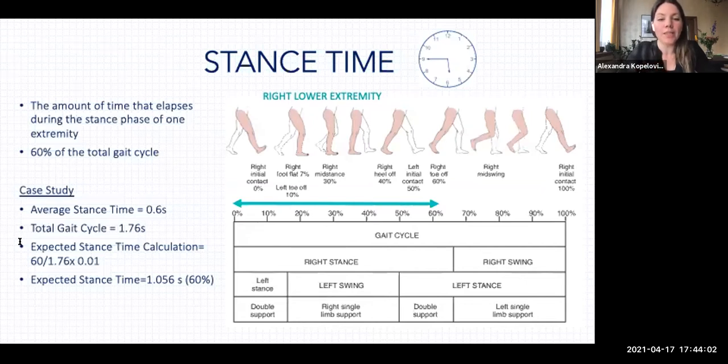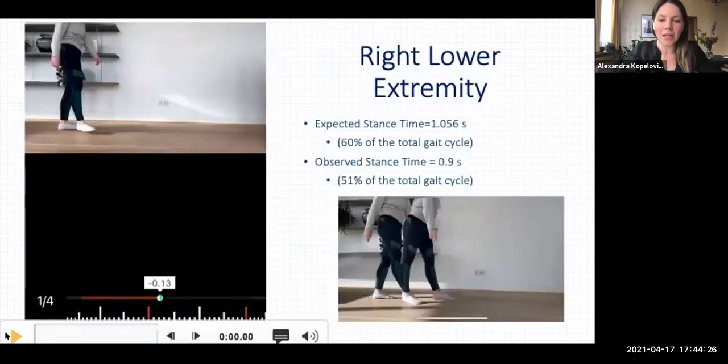So we have the expected stance time calculation. Once again, we're going to calculate 60% of our gait cycle value. Here we take 60% of 1.76, and our expected stance time would be about 1 second, 60% of the gait cycle. So let's take a look at our actual measurements, the observed stance time.